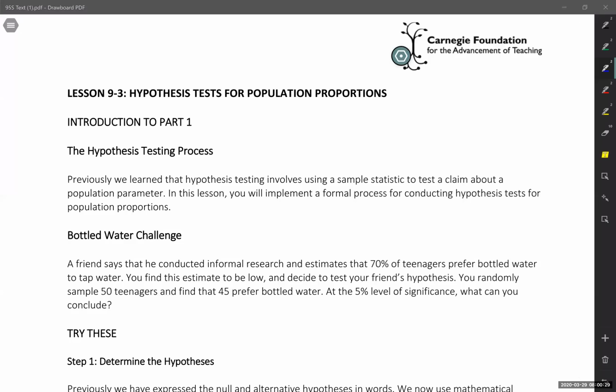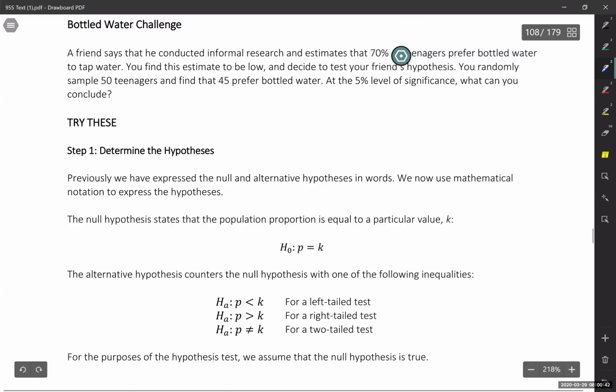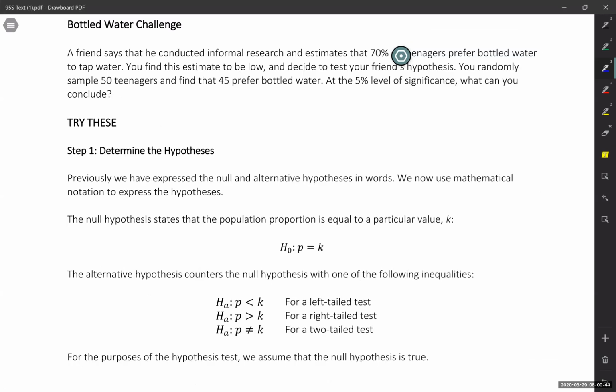And it's the bottled water challenge. It walks through steps, and the first thing we're going to do is talk about the hypothesis. So I want to state the null and alternative hypothesis. Just as a reminder, less than is the left-tailed, greater than is a right-tailed, and not equal to is a two-tailed test. And that's all for the alternative. And for the null, we're always using that equal to just to be consistent, and that way we don't have to worry about different notations.